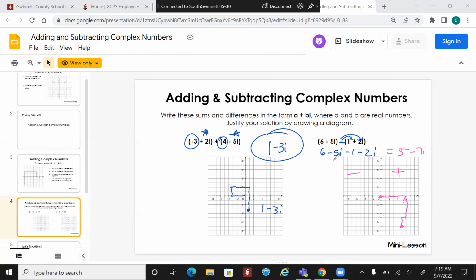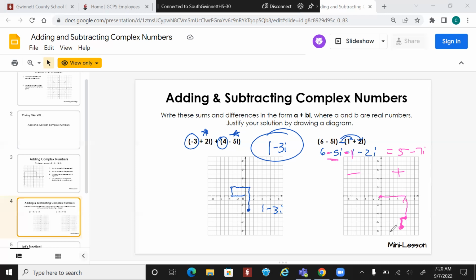Then it said move down because it's negative 5i. So we went down 5i. The next part is negative 1, so we know that we're going to move to the left 1. Okay, so we're going to stay right here. We're going to move to the left 1, and then we're going to go down 2. And that's where we're going to finish.